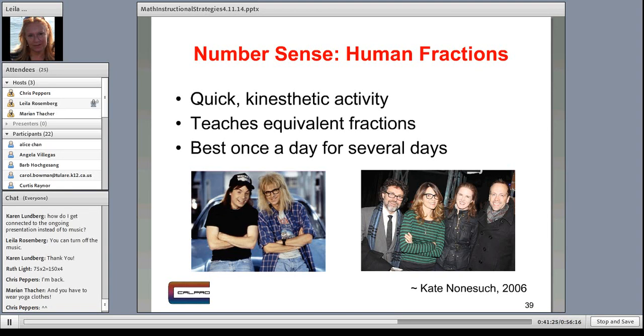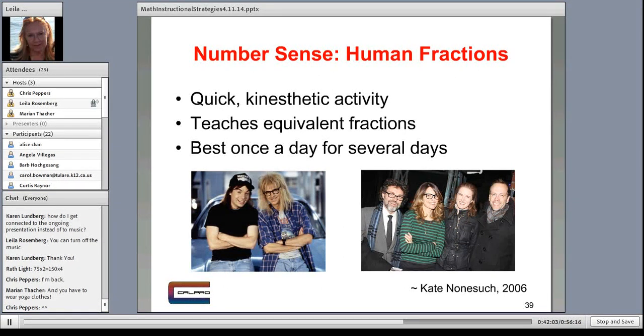It is best to do it once a day or for several days for reinforcement. It's also a great energetic activity to pop into the middle of a class to wake up everyone when the class is going too slow. In this game, we ask students to form groups based on what they are wearing in order to create a specific fraction. For example, the groups in these photographs could have formed after the teacher said to form a group where half of the students were wearing glasses. So the group on the left represents 1/2, and the group on the right represents 2/4.